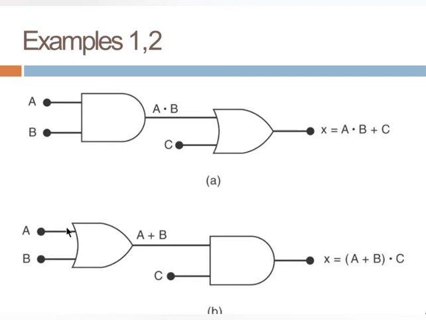Next example, the question is A or B, in brackets, and C. So A or B can be drawn like this. Then it can be passed to an AND gate. So the inputs of this AND gate are A or B and C, and the output is A or B and C.